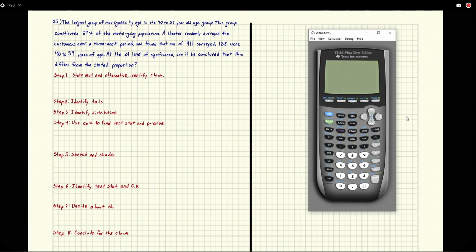The largest group of moviegoers by age is the 40 to 59-year-old age group. This group constitutes 27% of the moviegoing population. A theater randomly surveyed the customers over a 3-week period and found that out of the 411 surveyed, 158 were 40 to 59 years of age. At the 0.01 level of significance, can it be concluded that this differs from the stated proportion?